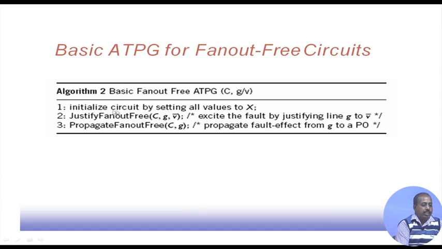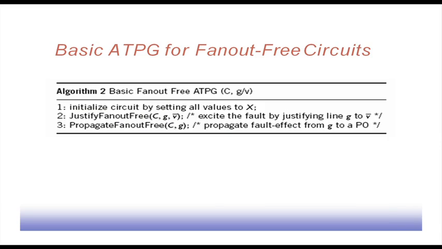It says: initialize the circuit by setting all values to x. So all input values, all these signal line values, are set to x, and we are trying to detect this particular fault, signal line G stuck at some value V. Then we call justify fan out free, with C, G and V bar. What will it try to do? It will try to excite the fault by justifying the line G to V bar. It will try to set the input values of the circuit such that this line G gets a value of V bar, and after that the justification has been done.